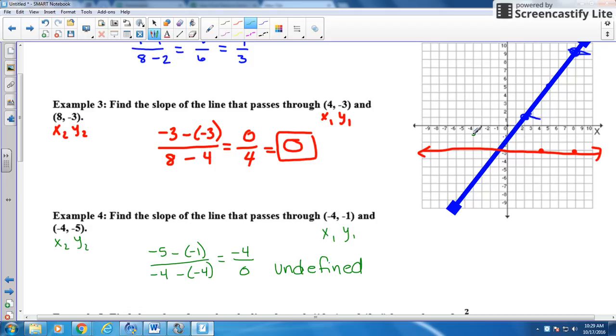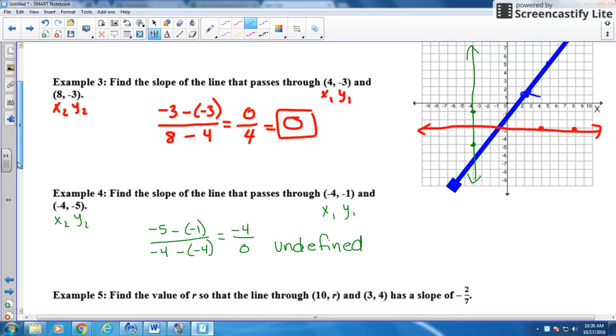And when we put that on our graph, let's look at what it looks like. -4, -1 is here. -4, -5 is here. So this gives us a vertical line. And if you picture yourself trying to walk up a vertical line, unless you're Spider-Man, you can't do it. It's impossible. We can't walk up walls. And so that's a way to think of that vertical lines have undefined slope. It's just impossible. Okay? So those are the 4 types of slope that you're going to get. A positive slope, a negative slope, zero slope, or undefined slope.